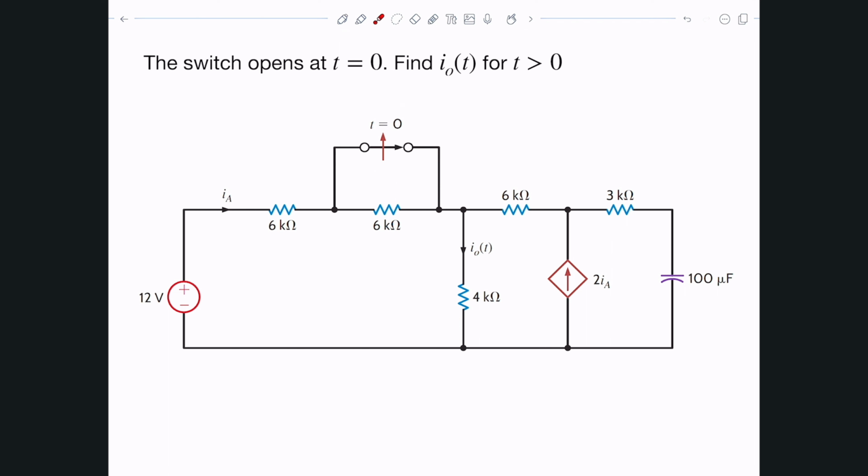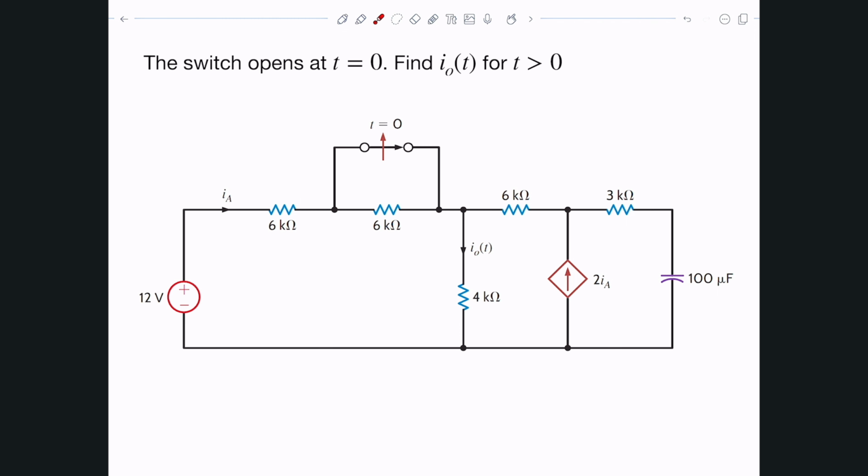That switch has been closed for a very long time. That's what we're being told. And at time t equals 0, we just basically open it. By opening it, we're just introducing that 6 kilo ohms in here. So before the switch, basically before time t0, that switch is closed. That means the current is actually bypassing the 6 kilo ohms, as if this 6 kilo ohm does not exist. And after the switch is opened, that 6 kilo ohms is part of that circuit.